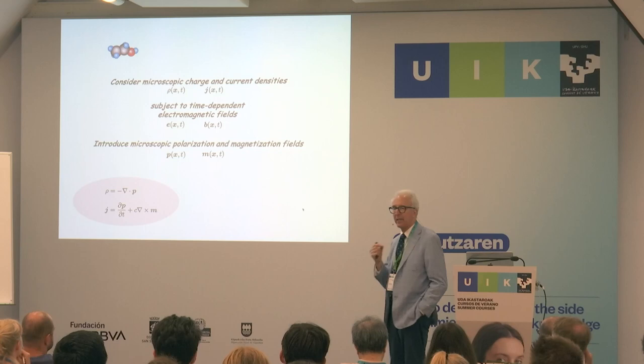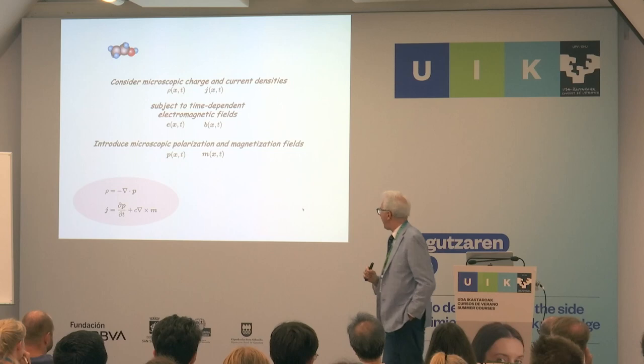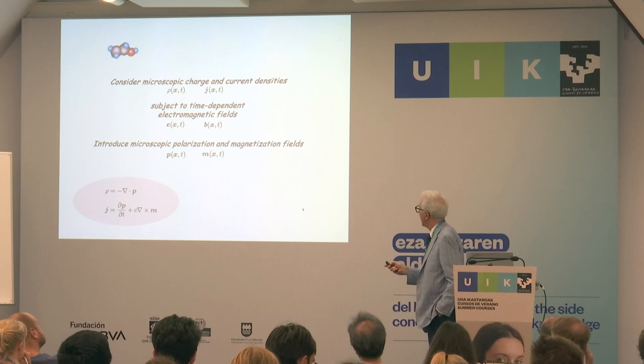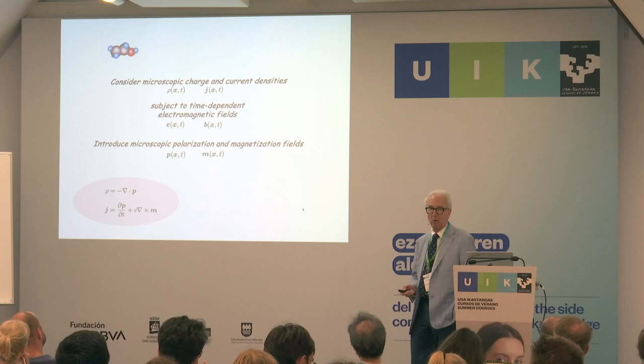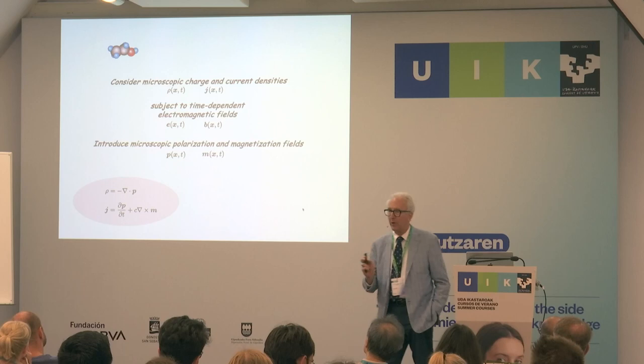This is just throughout the molecule, okay? And these satisfy the conditions you might expect. The charge density here can be written as minus del dot P, and the current density as dP/dt plus c curl M, okay? And this is well established in the literature. I'll review some of it for you, but it's well established in the literature, okay?